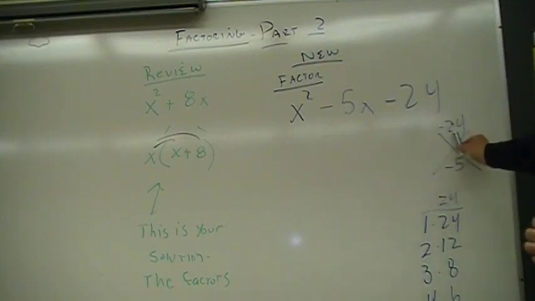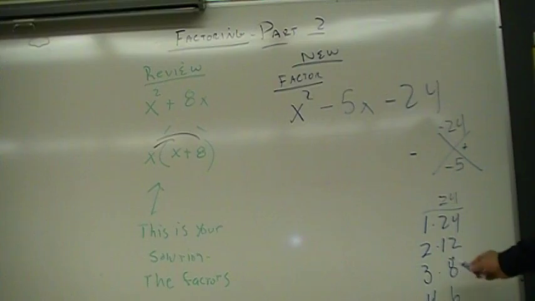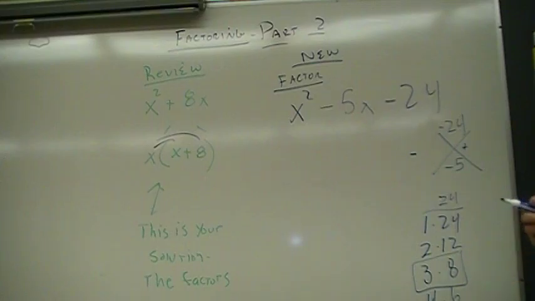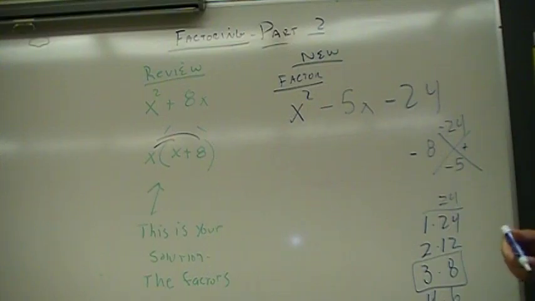Guys and girls, because this is a negative, that means we're going to have a negative number times a positive number to give us negative 24. That means to get this negative 5, we're going to have to subtract. So which pair has a difference of 5? And that's this one, 3 and 8. So we're going to have a 3 and an 8 go here. The question is which one goes which. And because this is negative 5, the biggest digit, which is 8, will go there.